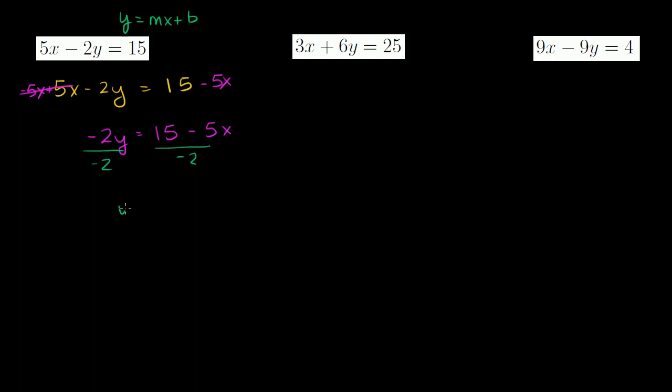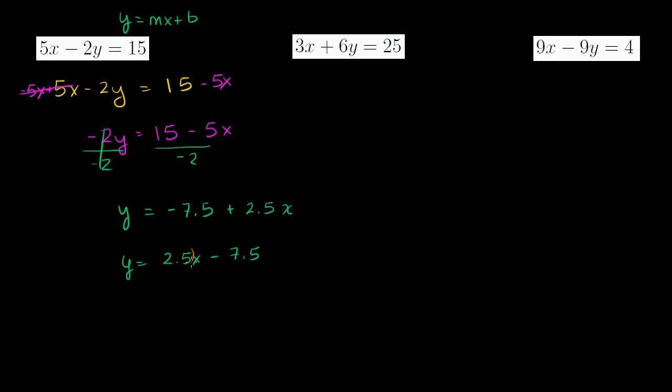If you divide everything by negative 2, what do we get? The left-hand side just becomes a y. y is equal to 15 divided by negative 2, which is negative 7.5. And then negative 5 divided by negative 2. You can imagine I'm distributing the negative 1/2, if you will. I'm dividing both of these by negative 2. So negative 5 divided by negative 2 is positive 2.5x. And if you really wanted to put it in the slope-intercept form, you could just rearrange these: y is equal to 2.5x minus 7.5.